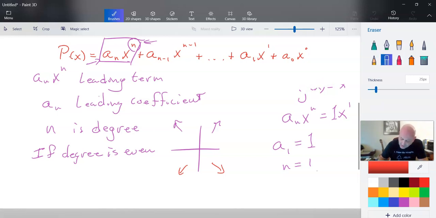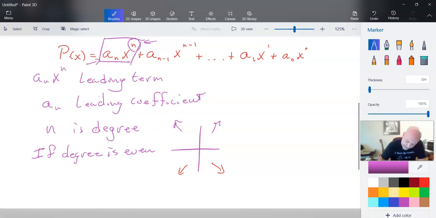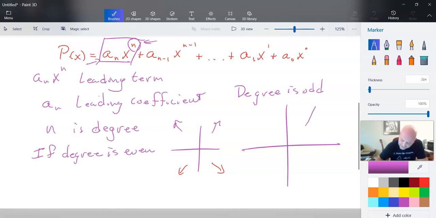Now, if the degree is odd, right? If degree, oh, still got to have the pen active. If the degree is odd, what that means is they go opposite directions. So you may have one that does this. Now, keep in mind, what happens in the middle could be a lot of different things.